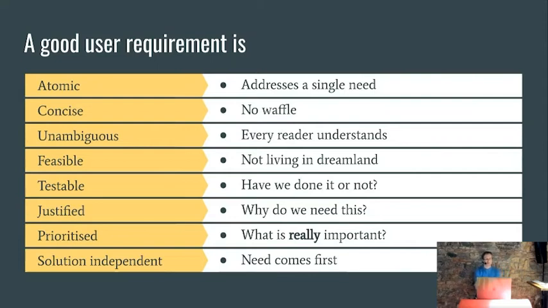They need to have some form of prioritization. In the real world, you can't expect to deliver every single requirement that everyone has. You need to understand what's most important, what you're going to do first, and it also needs to be solution independent. The user requirement is about what the users want and the users need to do. It should not start describing the technical solution.